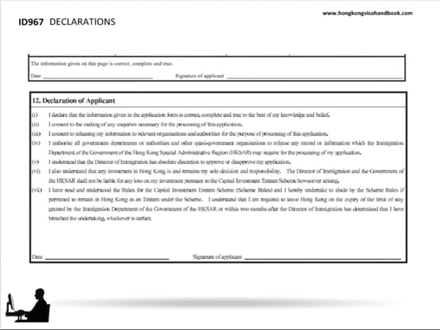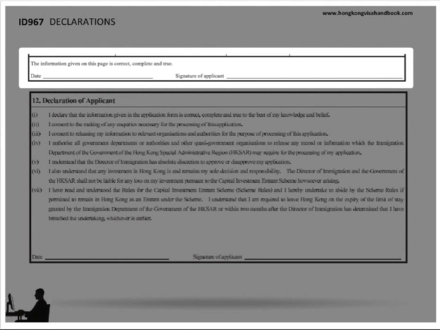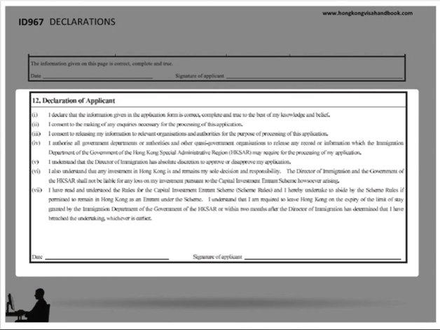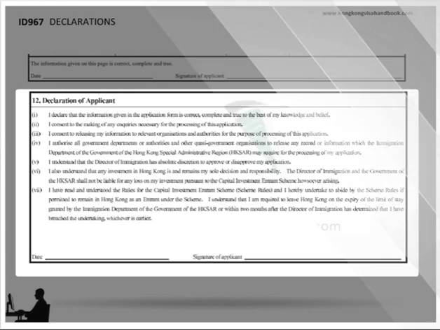There are 2 discrete sections on the Form ID967 which deal with declarations. The first is included at the bottom of each page, speaking to the truthfulness, correctness and completeness of the information provided, and the second, at the end of the form, records your buy-in to the rules of the scheme, as well as restating that the information provided is indeed true, correct and complete.